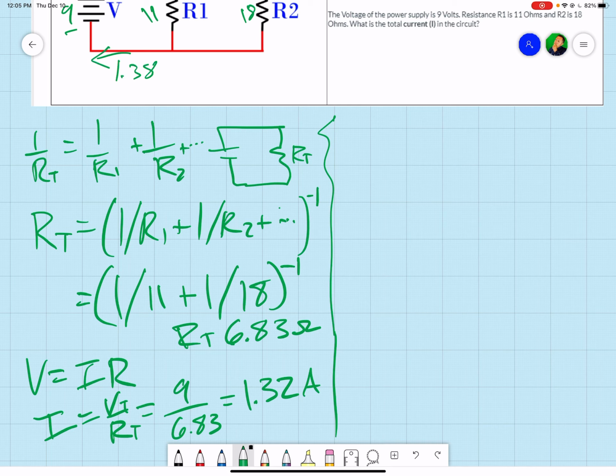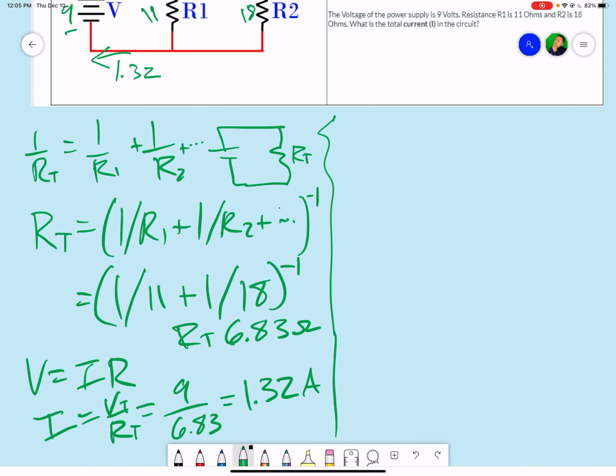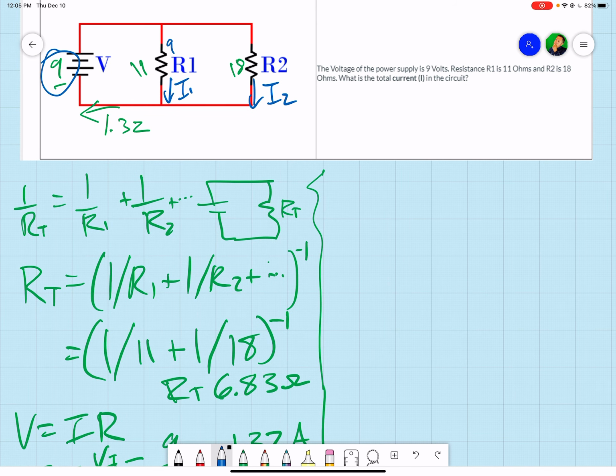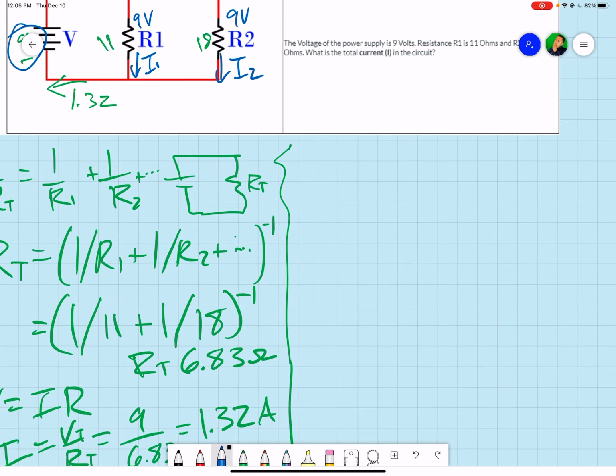Now, I want to show you something real quick, though. There would have been another way to get this. The other way you could do it is just look at each branch and what the current is going through each one. So if I look at the current here, I'm going to call that I1. And I look at the current there, I'm going to call that I2. Okay, I could do Ohm's law for each resistor. Because again, if it's 9 volts here, and 9 volts there, anything in parallel is also 9 volts.